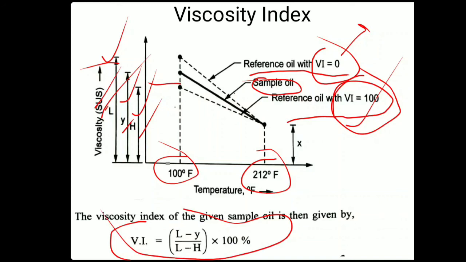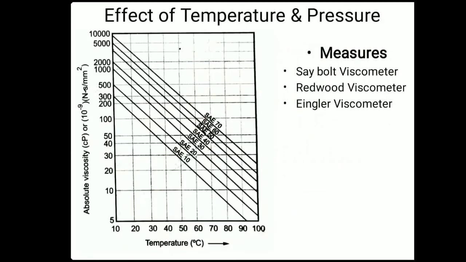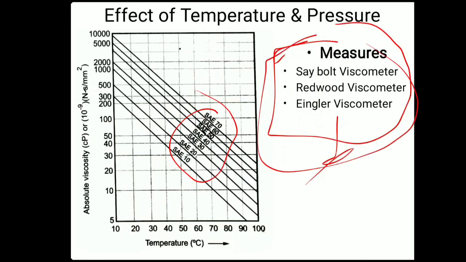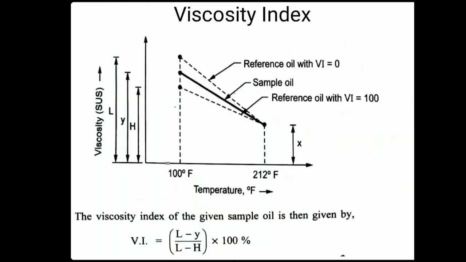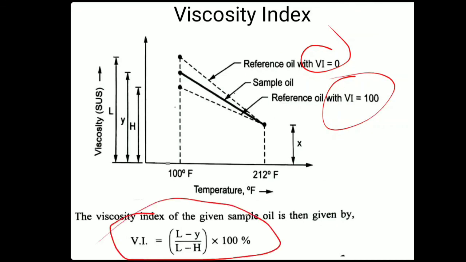During this session, to summarize, we have seen the effect of temperature, and how SAE 70, 40, 60 work with temperature. Then we have seen the measurement instruments which help to find the viscosity. Next we have seen what viscosity index means, what VI 0 means, what VI 100 means, that the sample oil is situated in between, and how we can calculate viscosity index.